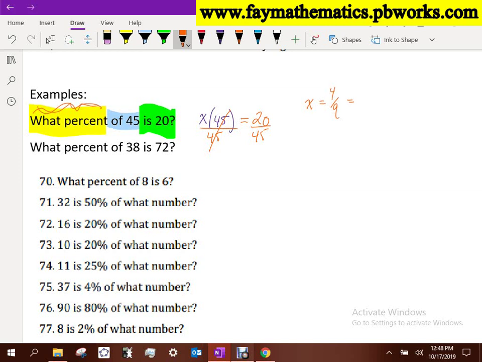Now, because it's asking us what percent, I need it as a decimal, so it's 0.44 repeating. If I want it as a percent, how many places do I need to move that decimal? 2 spots, so it's 44.4 repeating percent.